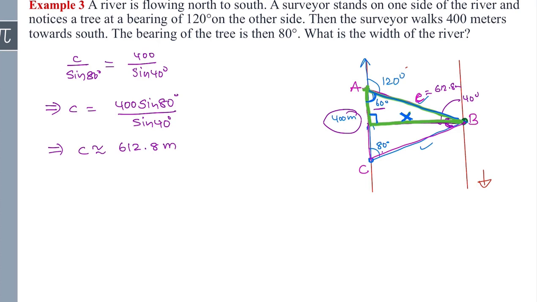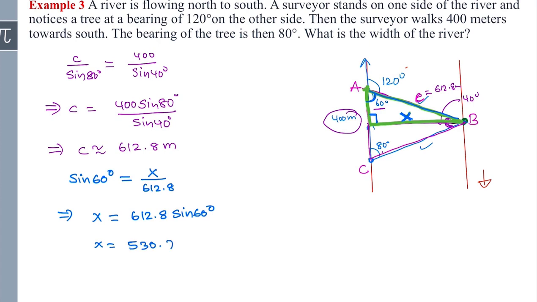So that means I'm going to use sine. Sine 60 degrees equals the opposite, which is x, over hypotenuse, which is 612.8. And then if I multiply by 612.8 on both sides, I'll get x equals 612.8 times sine 60 degrees. And then if I put that into the calculator, I'll get 530.7 meters. So that is the width of the river.